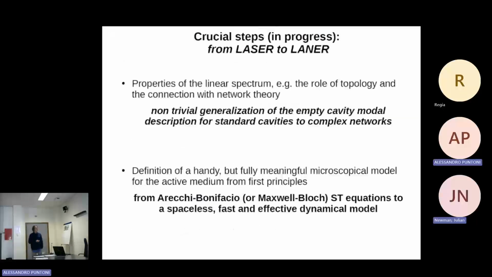Crucial steps, of course: we have to understand better the description of the cavity, because we have to consider the role of topology, all the possible connections that you have in the network, and how this will impact the modes and the behavior that you can expect to have. And of course, you will need to have a good model for the nonlinear part. In principle, you should use the Maxwell-Bloch or a spatial temporal equation, but this is very complicated. So we are starting to use a system which is a little more handy.